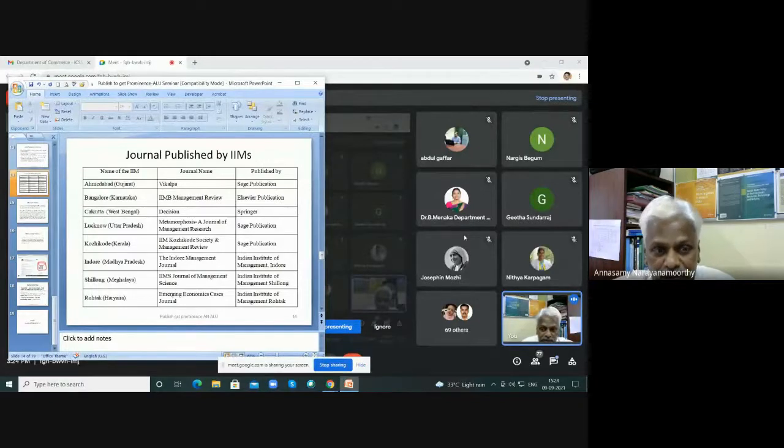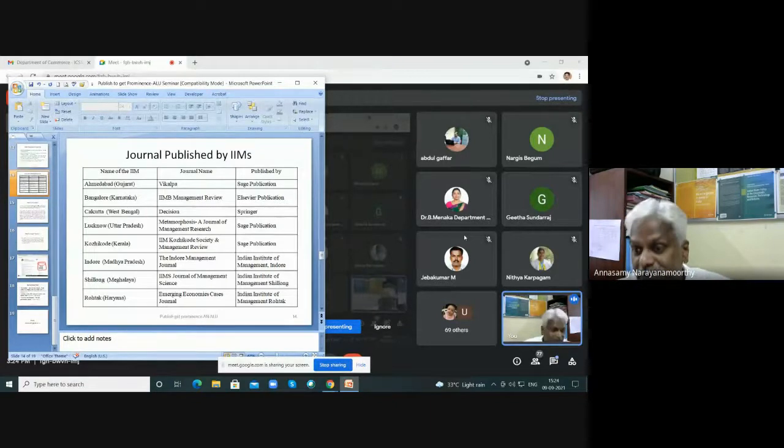Indore IIM has a journal published by themselves, which must be high rank because they don't publish simply. Shillong has a journal, which is again published by the Indian Institute of Management. Rohtak has a journal that is also published by them.